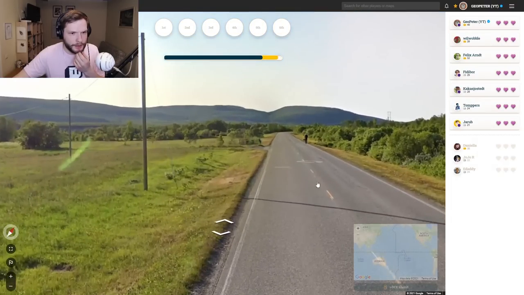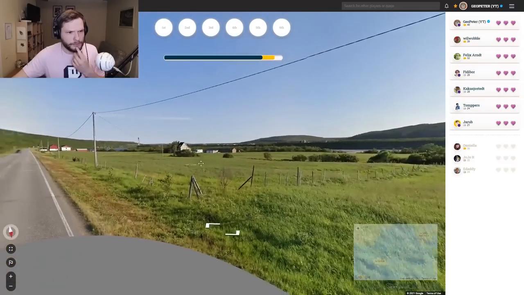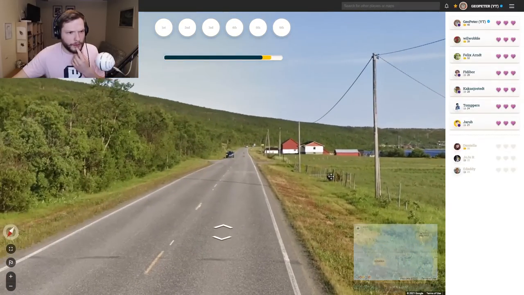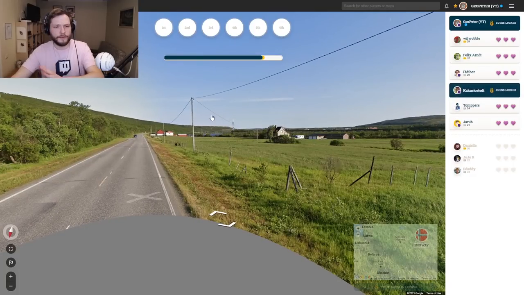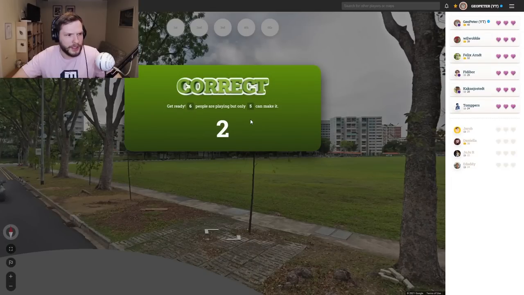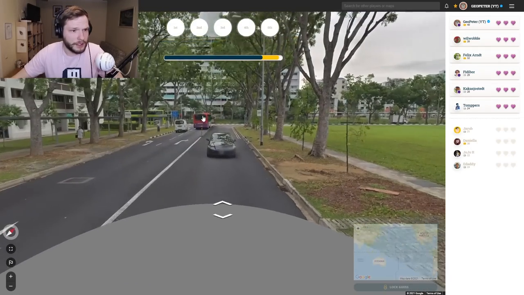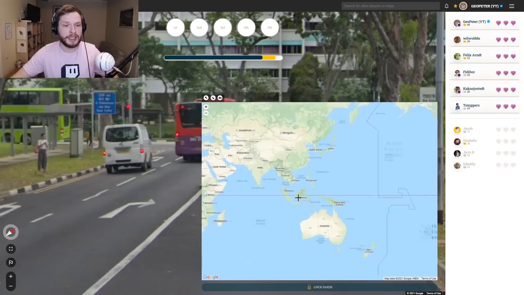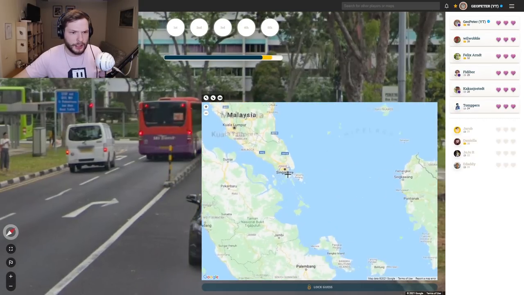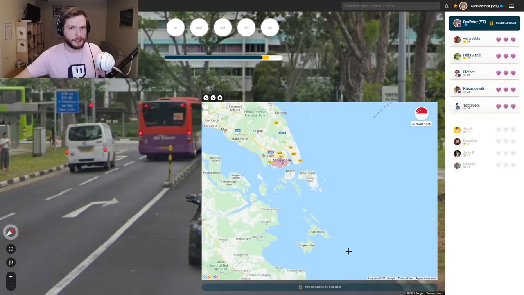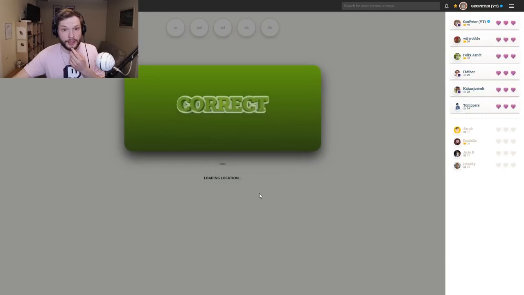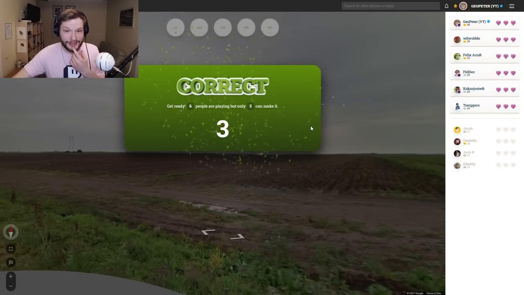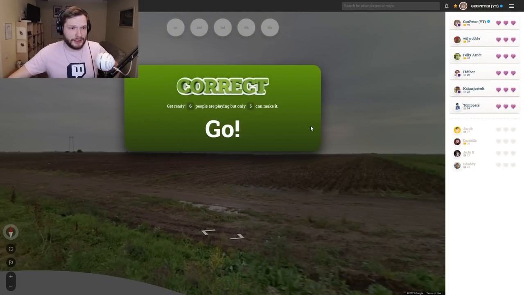Well, this should be Norway, right? This yellow line in the middle. Yeah. Pretty sure that this is Norway with these scenic views. Very beautiful as always. This looks like Singapore from the first glance. Yeah, this is the Singaporean bus. SBS transit. So we can lock it safely in. The opponents seem to be quite good, actually. Everyone got Singapore. We might be in for a ride here.